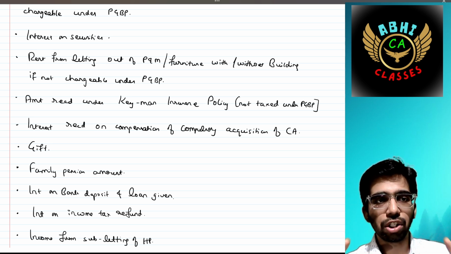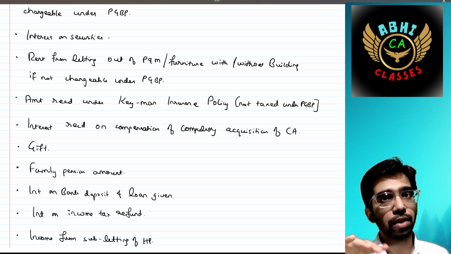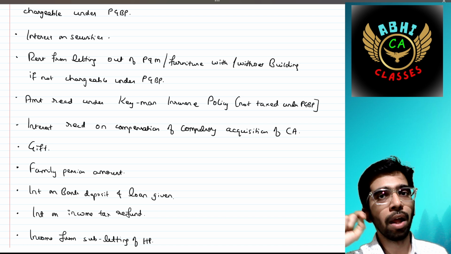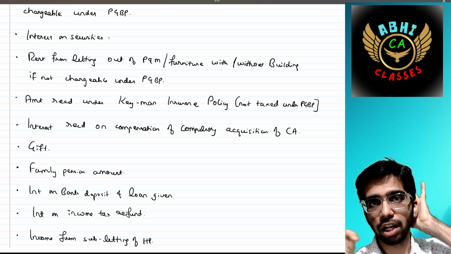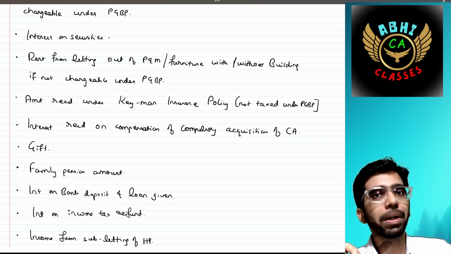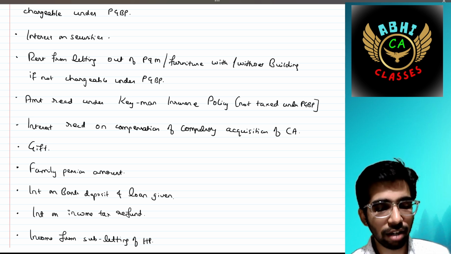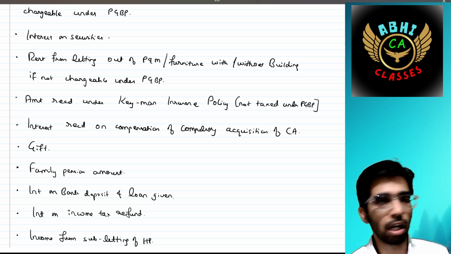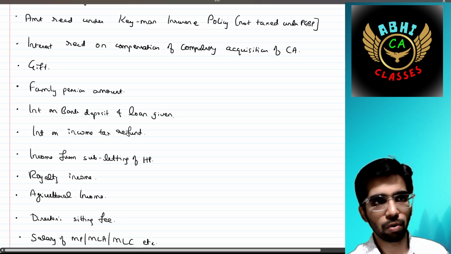Okay, interest received on compensation of compulsory acquisition of capital asset. This we have already discussed in the capital gain chapter, that interest on enhanced compensation received shall be chargeable under income from other sources, and 50% of that will be treated as deduction under section 57, which we are going to take at the last part of this chapter. Okay, next, a gift received is also chargeable under income from other sources.